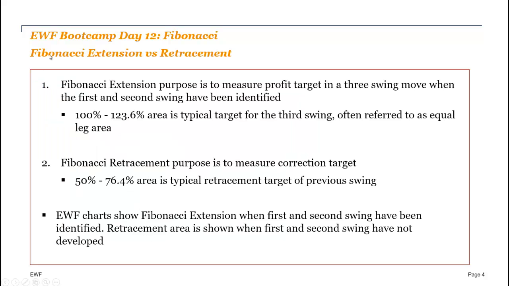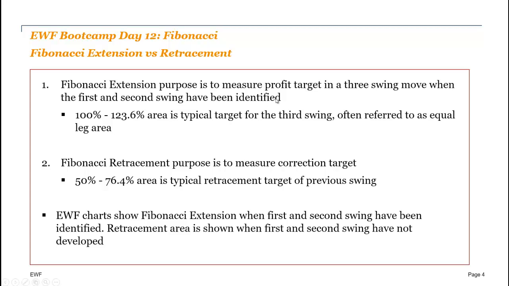Now here's the difference between Fibonacci extension and Fibonacci retracement. The purpose of Fibonacci extension is to measure a profit target, or just a target, okay? A target in a three swing move when the first and the second swing have been identified. And then 100 to 123.6% is the typical target for the third swing, often referred to as the equal leg area.